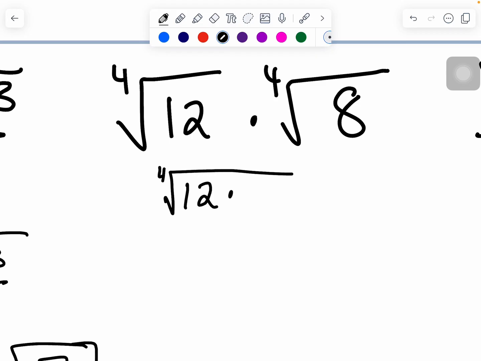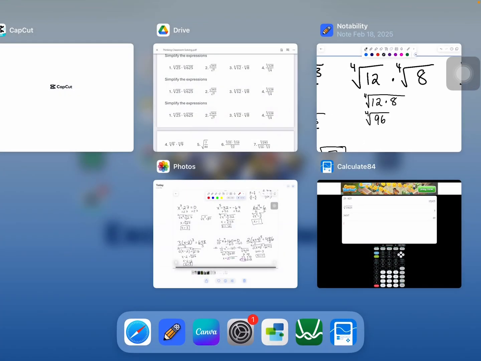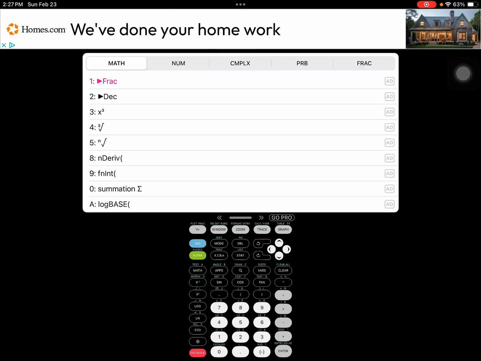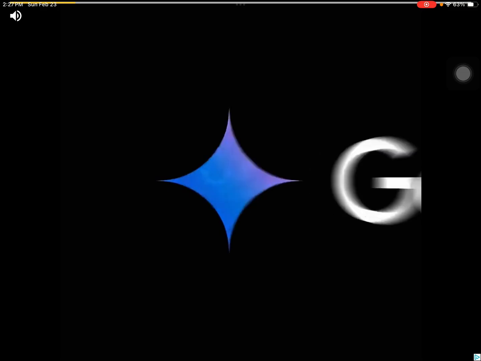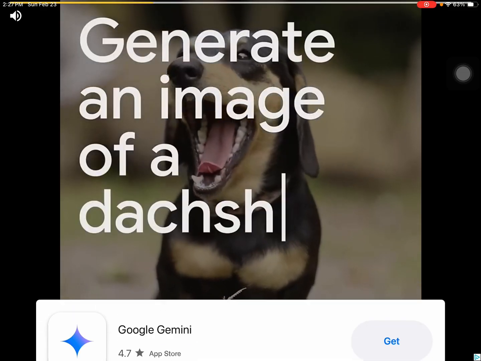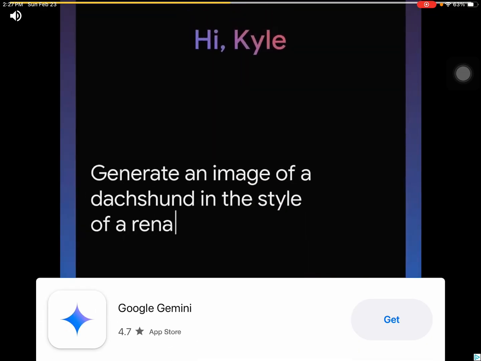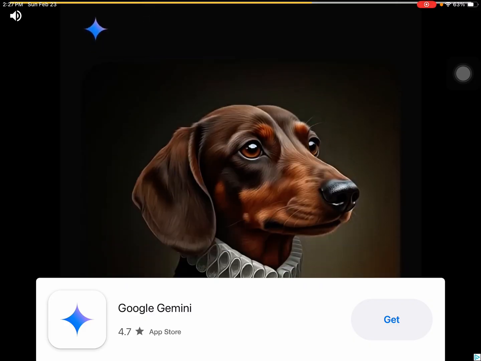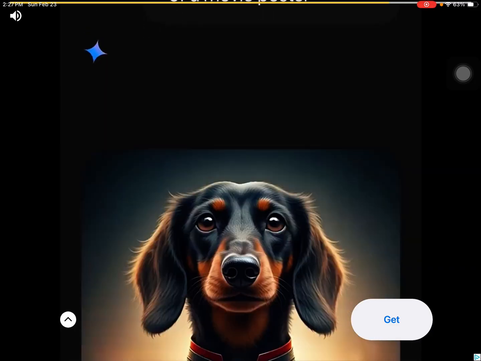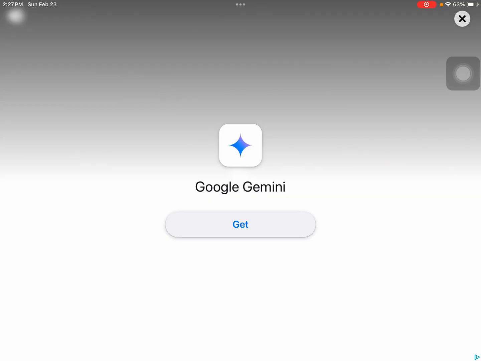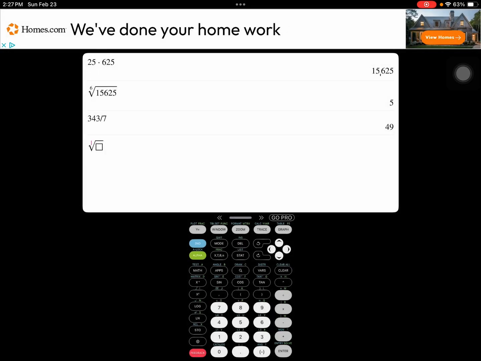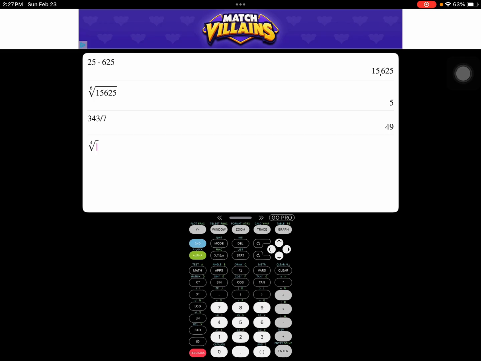12 times 8, which is 96. So fourth root of 96. Let's see if this is a nice number. Let's scroll down. Oops, I'm getting an ad. Yay, this is fun. I'm not sponsored by Google, guys. I just have a calculator emulator that likes to say skip away, go away. Okay, so we have the fourth root of 96.